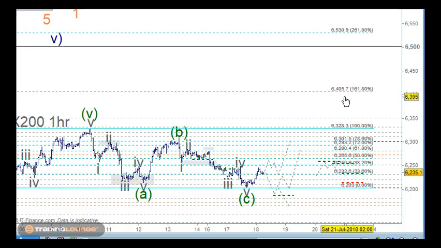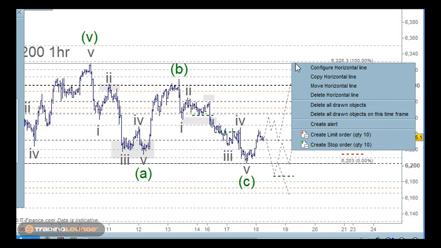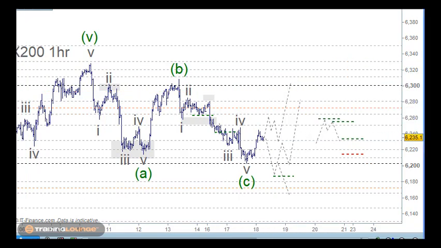But this is where the first real resistance will come in here, apart from these current tops here as well, this one here. So just clean that up a little bit before I head off. Okay, so I'll just save that.